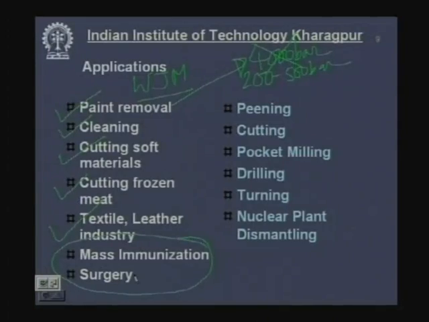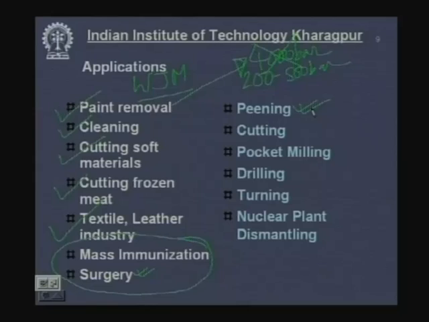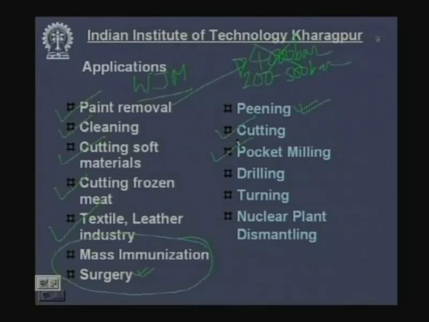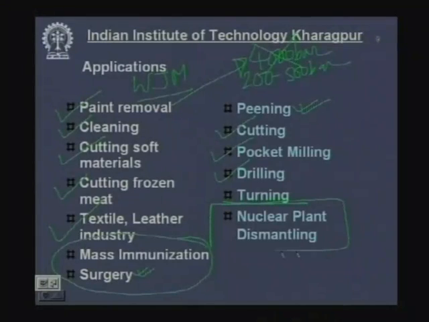Now, there is another very important application of high pressure water jet. It can be used for mass immunization, and it can also be used for surgery. I am not going into this because this domain is beyond manufacturing. Now, abrasive water jet machining can be used for peening, for introducing compressive residual stresses. It can be used for cutting, pocket milling, drilling, and it can even be used for turning. Another very strategic application of abrasive water jet machining is nuclear power dismantling.